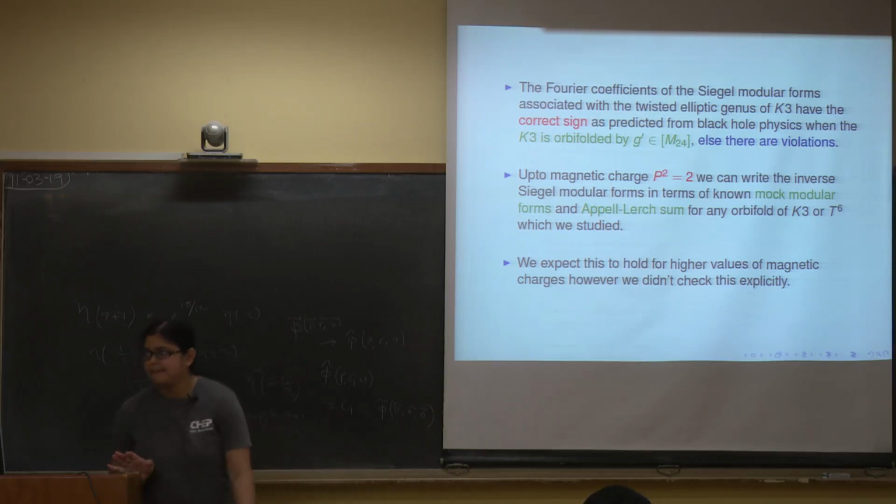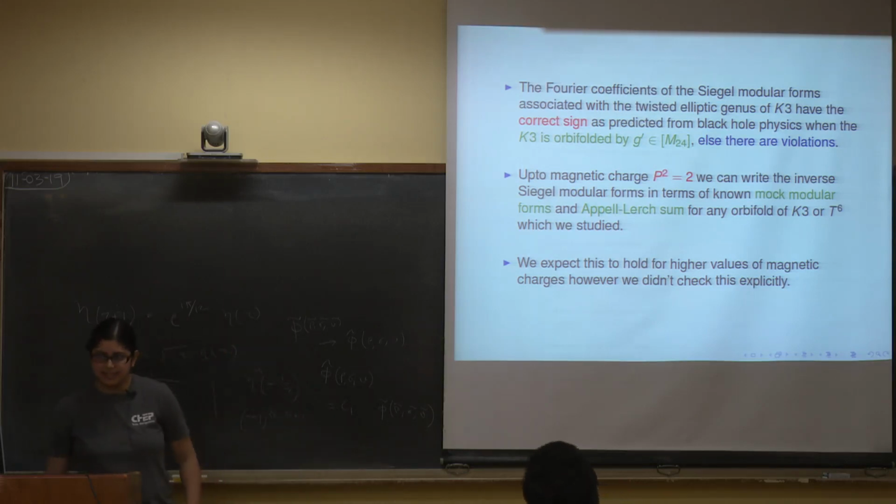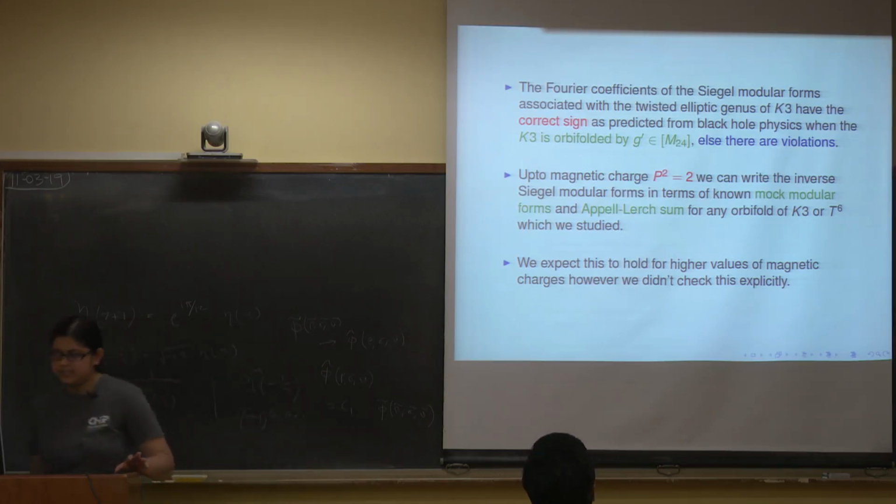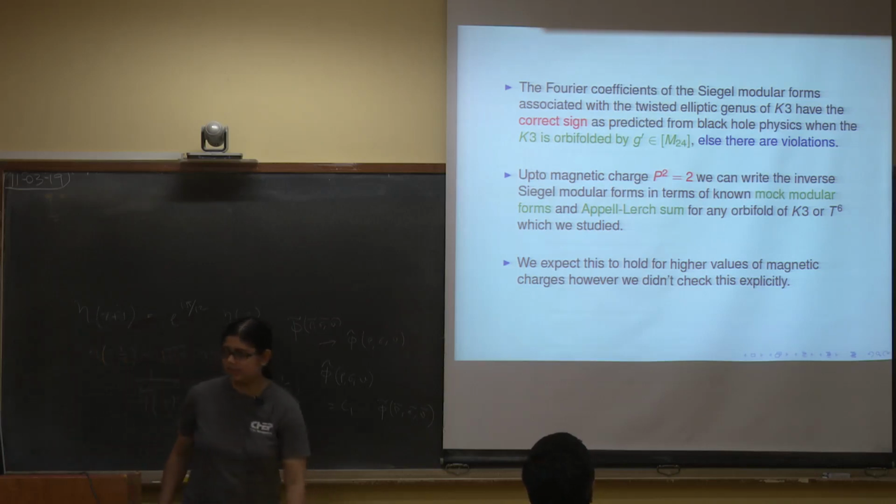So basically, as there are violations and up to magnetic charge p squared equals 2, we can write the Siegel modular forms in terms of mock modular forms and Appell sums, for any orbifold of K3 that we studied. We expect that this method should hold for higher charges also, but we haven't explicitly checked. Okay.